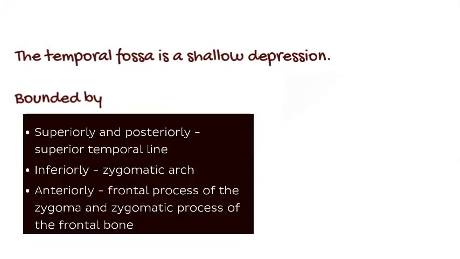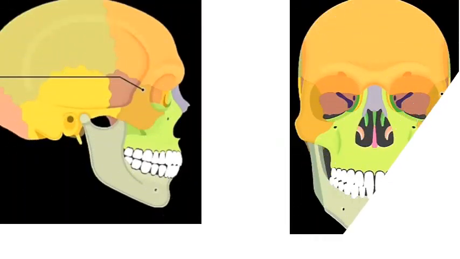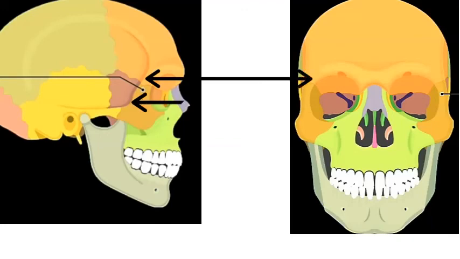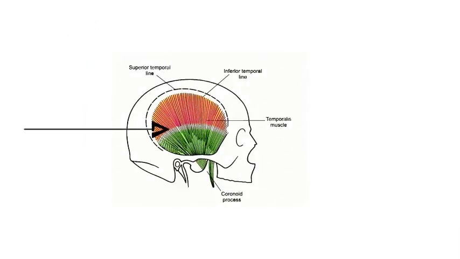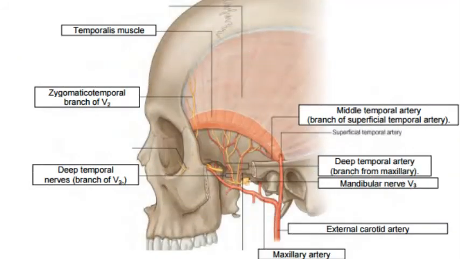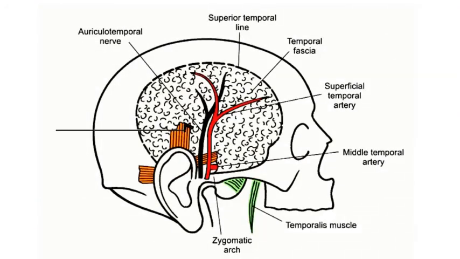Next we'll see what the temporal fossa is. The temporal fossa is a shallow depression, bounded superiorly and posteriorly by the superior temporal line on the frontal and parietal bones, inferiorly by the zygomatic arch, and anteriorly by the frontal process of the zygoma and the zygomatic process of the frontal bone. Its contents consist of the temporal muscle, superficial temporal artery, a branch of the mandibular nerve, the anterior and posterior branches of the deep temporal nerve, the auriculotemporal nerve, and the temporal branches of the facial nerve.